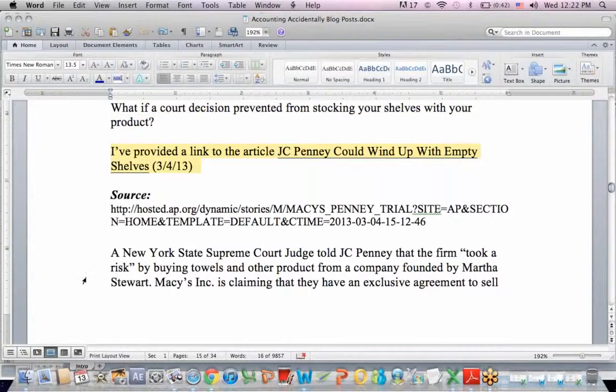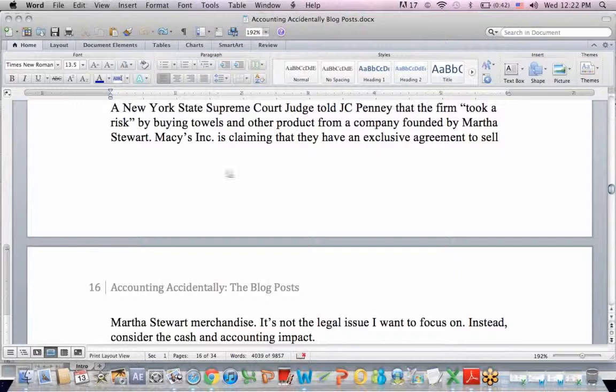The important things for this discussion is that a New York State Supreme Court judge told J.C. Penney, the retailer, that the firm took a risk by buying towels and other products from a company founded by Martha Stewart. Well, why did they take a risk? Well, Macy's, another large retailer, is claiming that they have the exclusive right to sell the Martha brand merchandise.